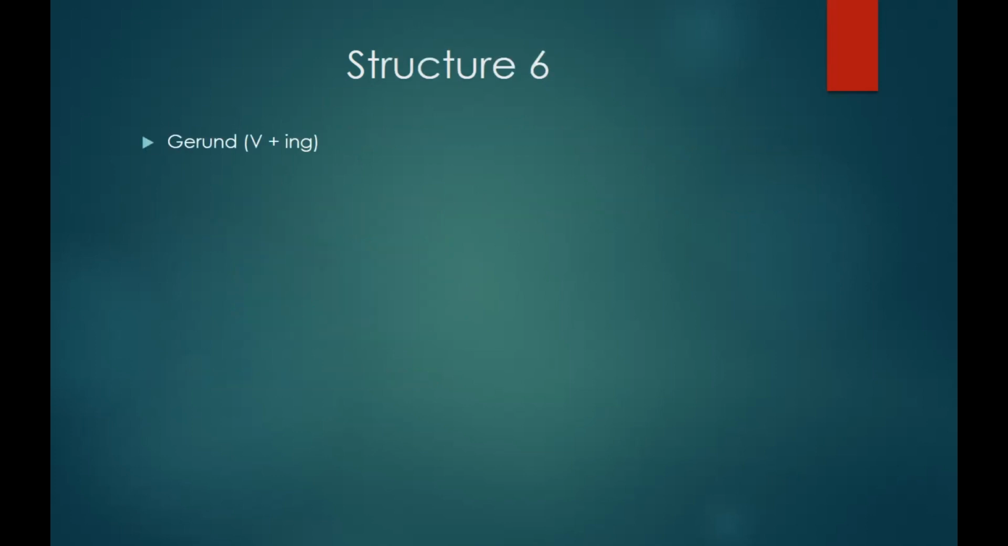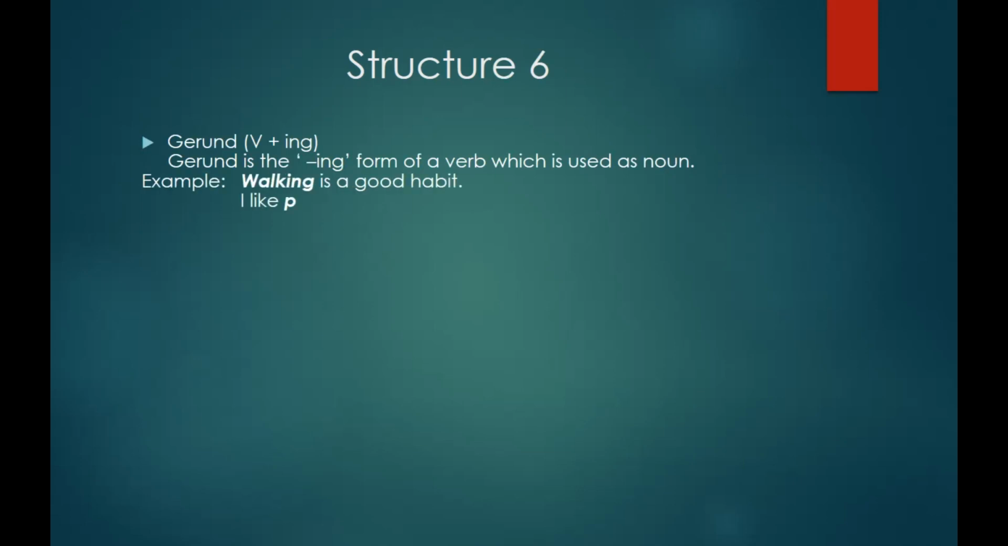Structure 6: gerund, that is verb plus ing, can be used as a noun. Gerund is the ing form of a verb which is used as a noun. For example, walking is a good habit. I like playing football. So playing football is an object to the verb like. It can be gerund plus noun. If the gerund, that is the verb in the gerund form, is a transitive verb, it can have a noun as object.